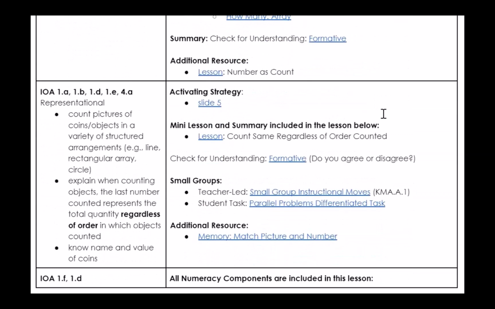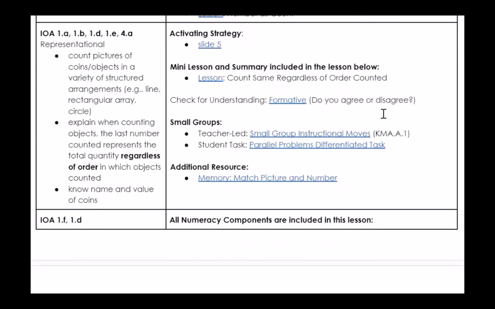On the third day, we will reinforce that the order in which we count, say left to right or right to left, does not change the count. The quantity stays the same regardless of the order in which we count.